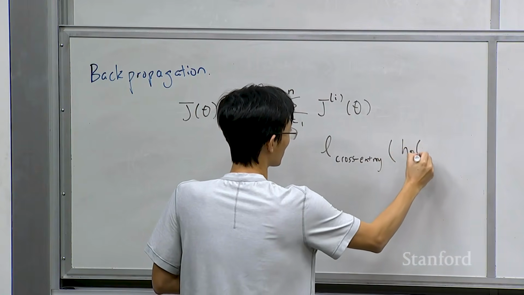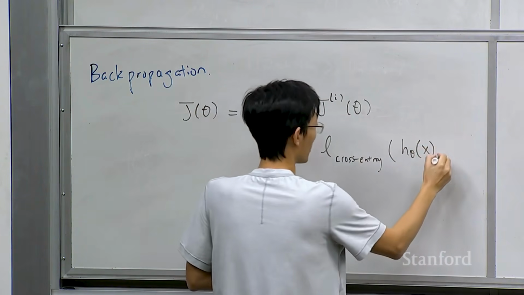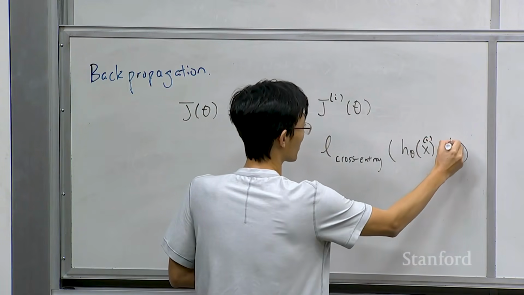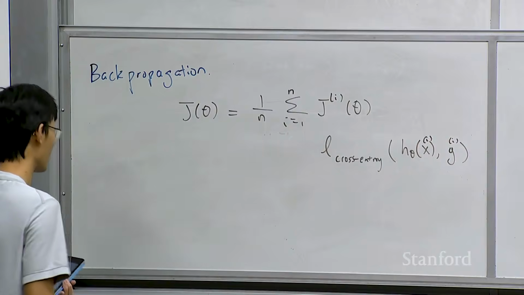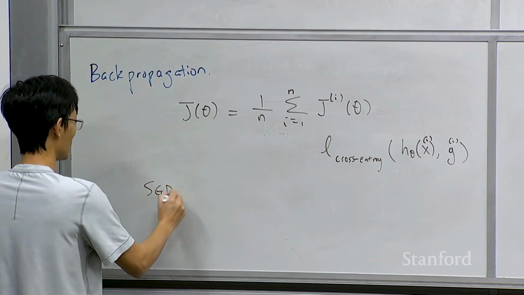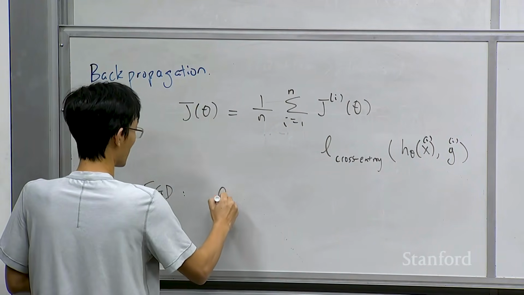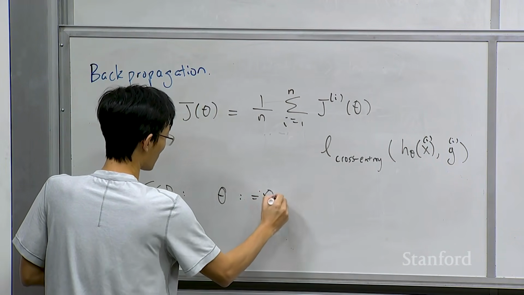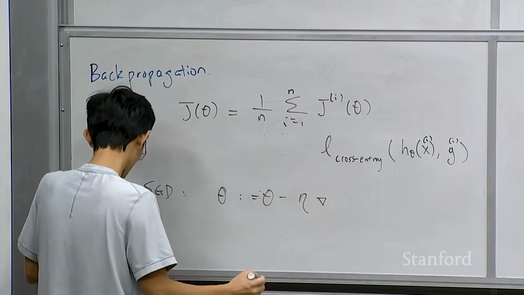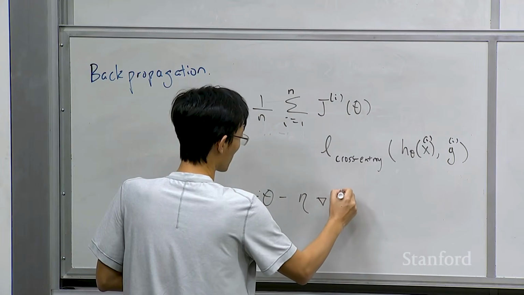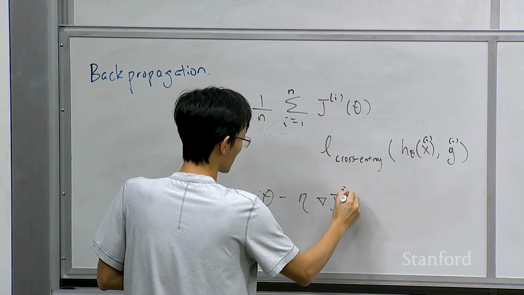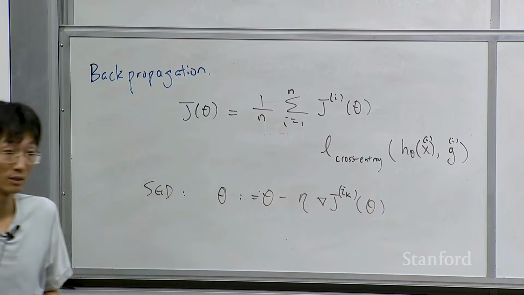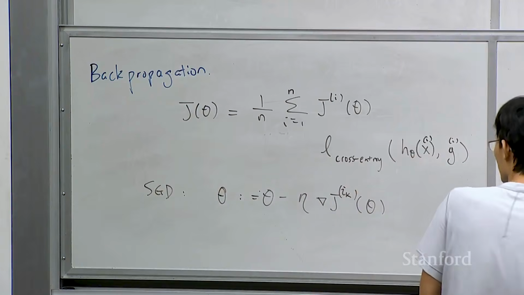on some model output h_theta(x_i) and some label y_i, the ith input and the ith label, something like this. And when you run SGD, the most simplistic version of SGD is that you update the parameter theta to theta minus some eta times the gradient on some example, maybe i_k, of theta, where i_k is sampled randomly from the data set. So something like this.